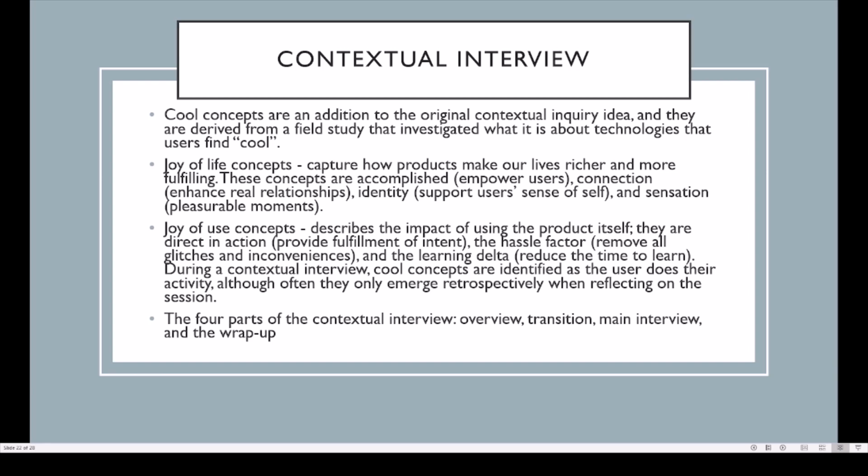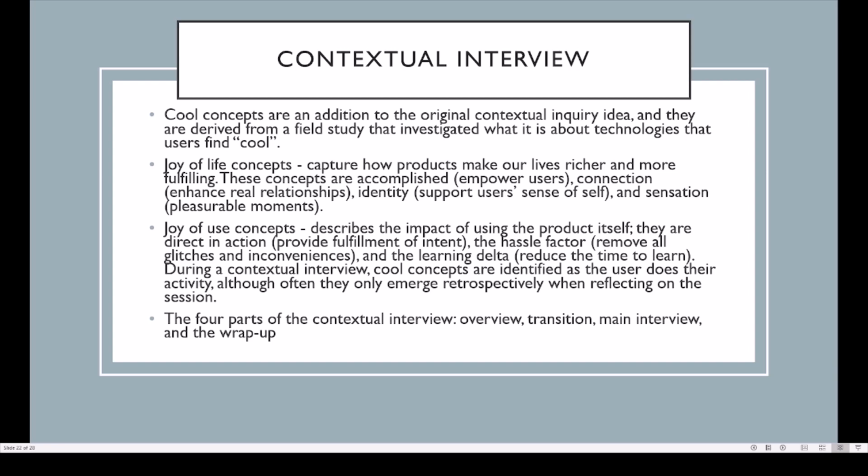Joy of use concepts describe the impact of using the product itself. They are direct in action, provide fulfillment of intent, the hassle factor, remove all glitches and inconvenience, and learning delta. Reduce the time to learn. During a contextual interview, cool concepts are identified as the user does their activity, although often they only emerge retrospectively when reflecting on the session.